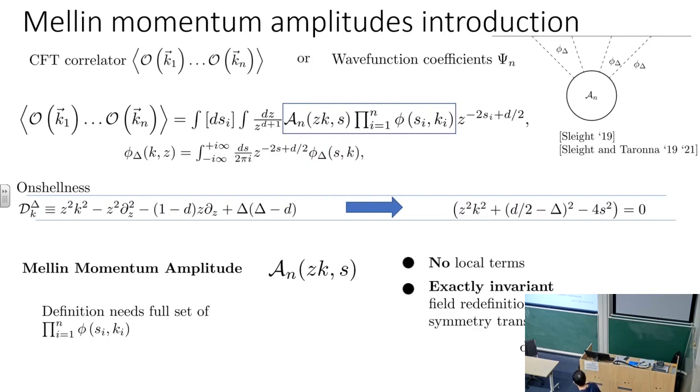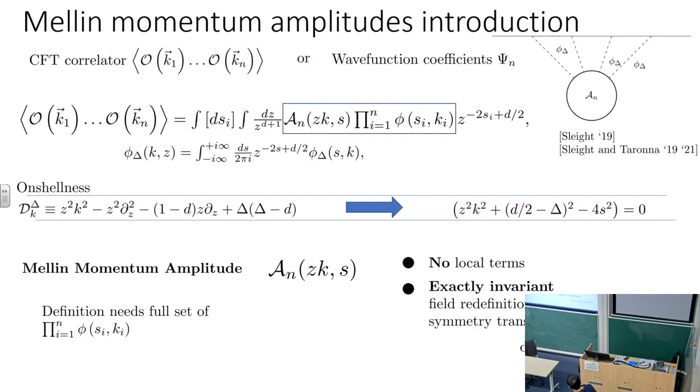After this definition, we find that this object has no local terms and is exactly invariant under Fourier dilatation or other symmetry transformations. Okay, so this is a unique object. The uniqueness of this thing helps us to bootstrap higher point amplitudes and also higher point correlators. The correlator is just related to the amplitude up to this final bulk-to-boundary integration.